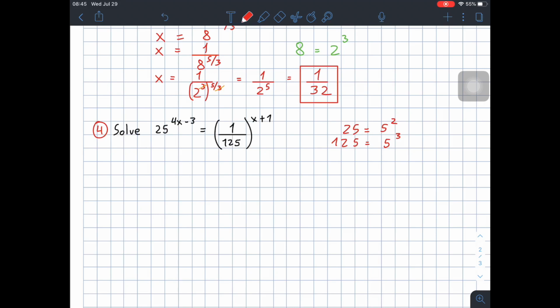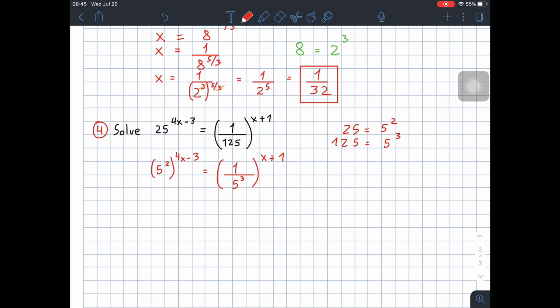I'm going to change the bases. And in the first case, it's 5 squared, and this is, again, to the power of 4x minus 3. And this is equal to 1 over 5 cubed, and all of this is to the power of x plus 1. Okay, now I need to do some transformations in order to have both bases in the numerator, right? In order to be able to equate the exponents, right?